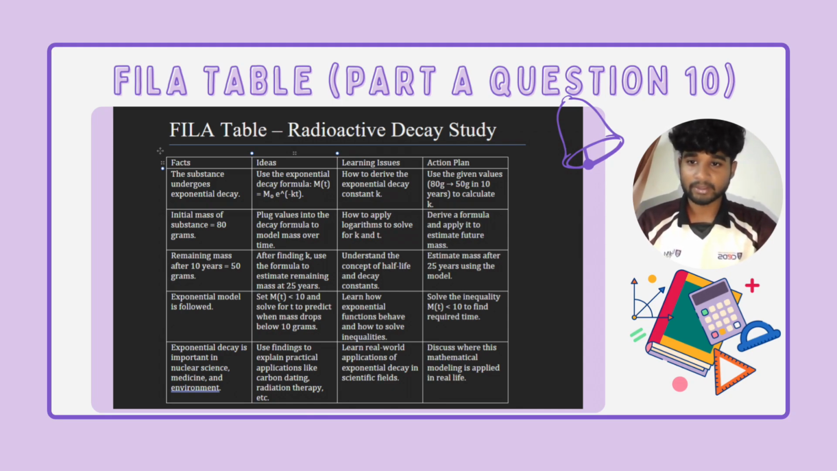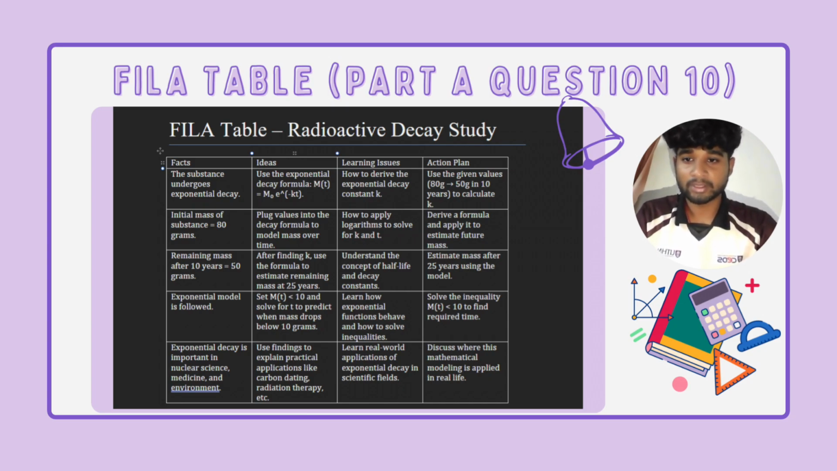We begin with the facts. The substance we are analyzing undergoes exponential decay, starting with an initial mass of 80 grams, and after 10 years, the remaining mass is 50 grams. The decay process follows an exponential model, and this concept is widely used in fields like nuclear science, medicine, and environmental studies.